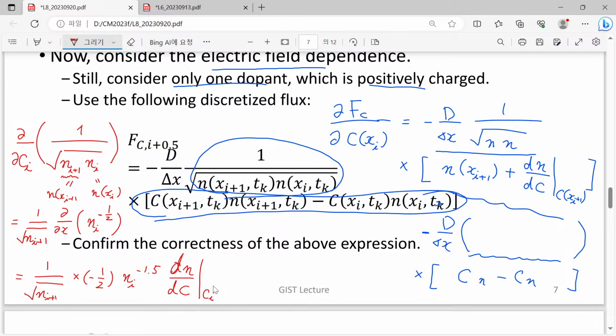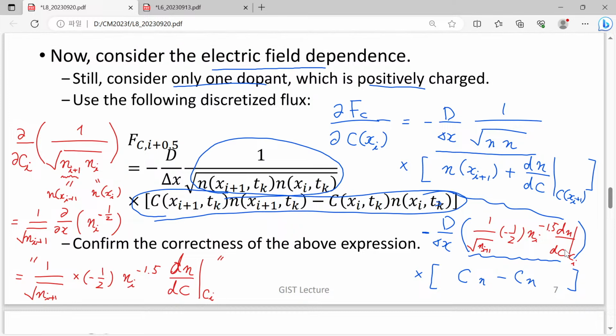So this one should be placed here. So now we have n i plus 1 times minus half, and it's to the power of 1.5. Of course, you can manipulate these terms more compactly, so it's your choice. But anyway, this is the form you have to consider to calculate this partial derivative of your flux term.